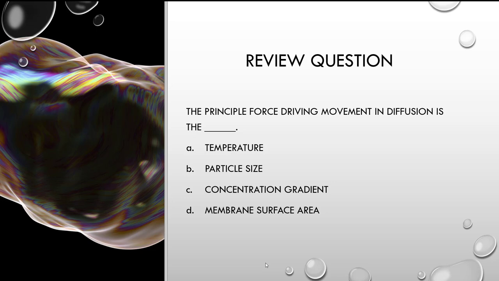Here's another review question. The principal force driving movement in diffusion is it A, temperature, B, particle size, C, concentration gradient, or D, membrane surface area? So what's the principal force driving movement in diffusion? If you said concentration gradient, I would agree with you. Okay, so it's the concentration gradient that causes molecules to move from high concentration to low concentration that leads to diffusion.